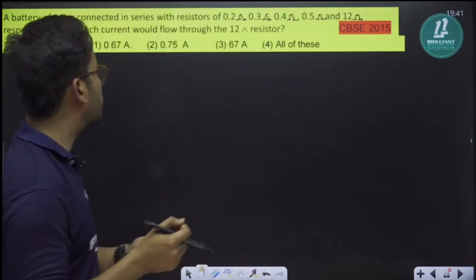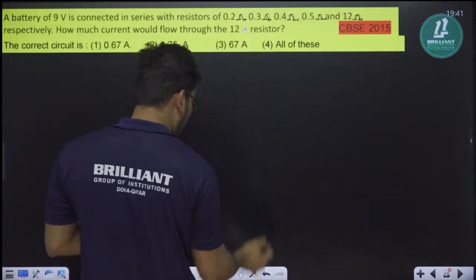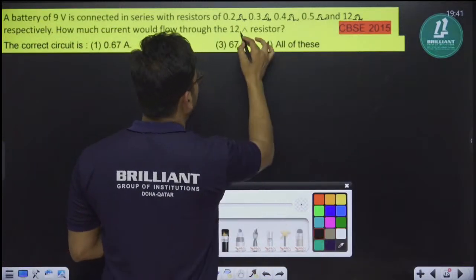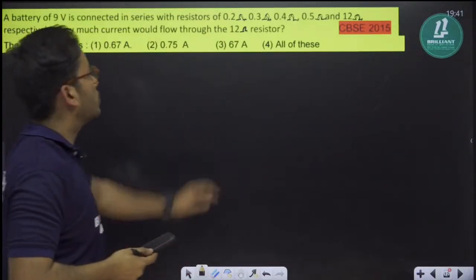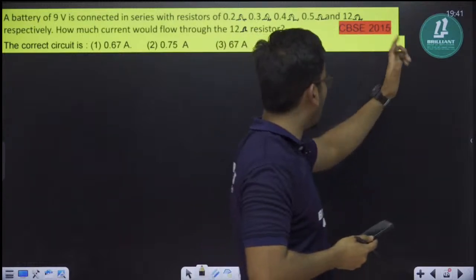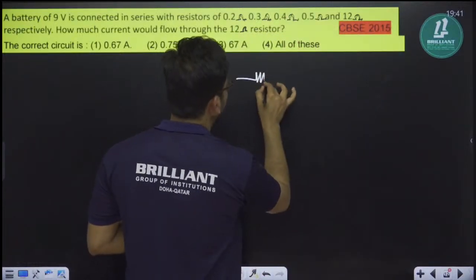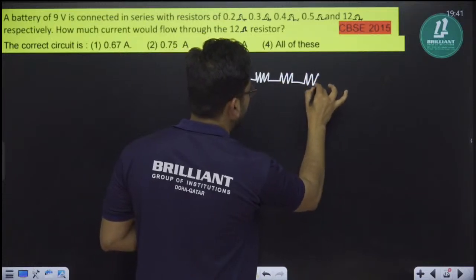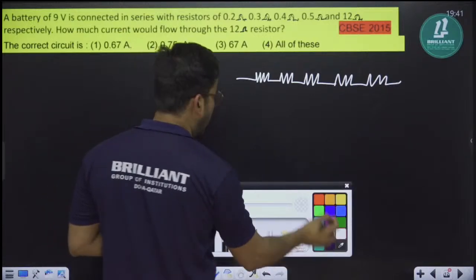Let me see our next question, guys. So here you have a few questions where it is very clearly stated that a battery of 9 volt is connected in series with 0.2, 0.3, 0.4. I'll draw this condition. Till then you read the question, okay? I'll draw this condition. This is the first resistor, second resistor, third resistor, fourth resistor, and fifth resistor.